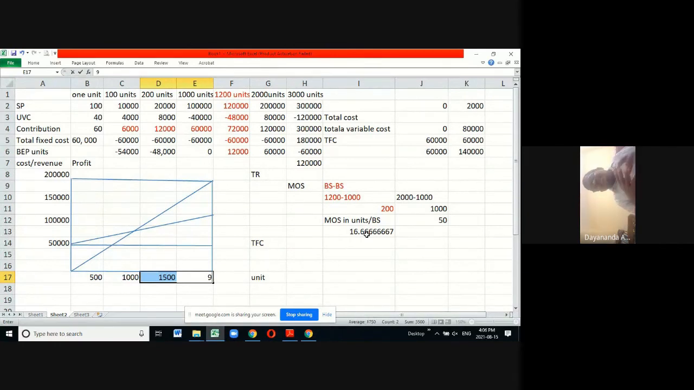So the lower the percentage, the higher the sensitivity. But in this case, you see 50%. That means only if budgeted sales drop by more than 50% are you making a loss. Up to that you can tolerate. So margin of safety indicates your tolerance range, your tolerance level, your sensitivity. The lower the margin of safety ratio, the higher the sensitivity towards the sales drop.